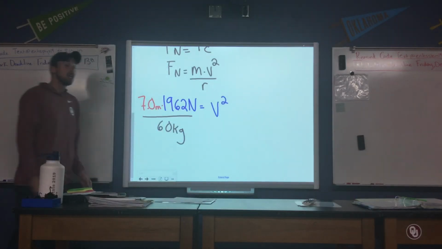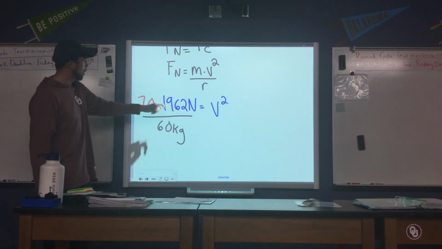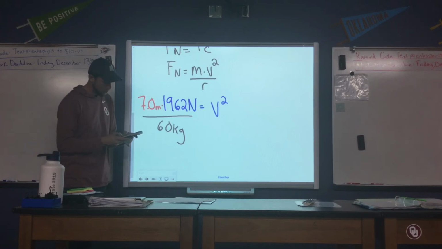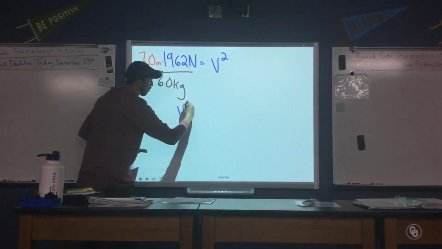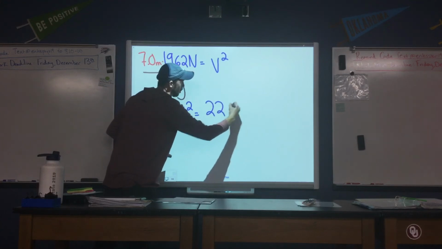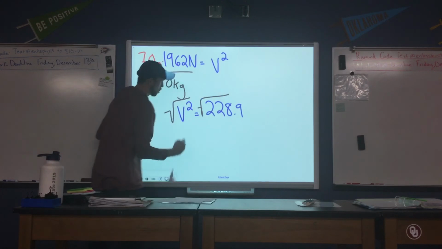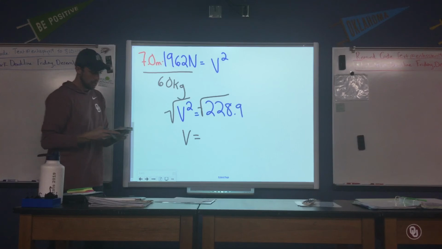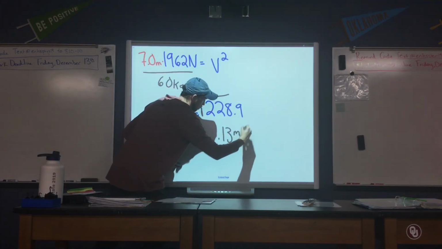V squared. So, what I'll do here, to make this a little bit easier, I'll go ahead and multiply the left side of my equation, the numerator, divide by the denominator, so we can turn them into just one number. So 7 times 1962 divided by 60 gives us 228.9. But remember, that's still equal to v squared. So the last thing we'll need to do here is take a square root. So the square root of v squared will just be v, and that will equal 15.13 meters per second.